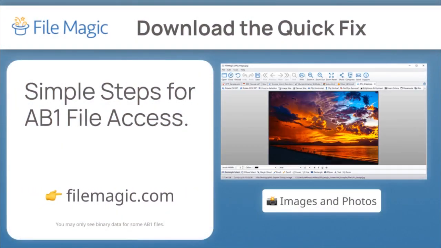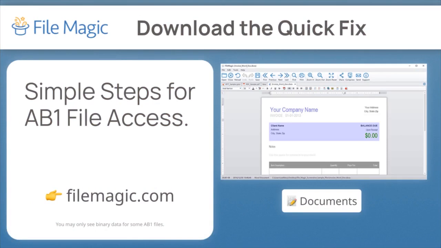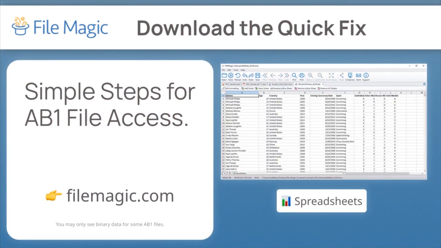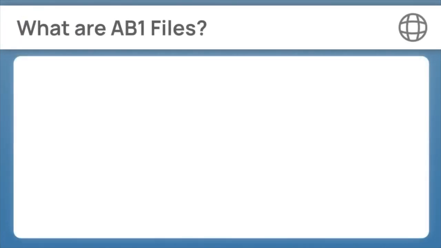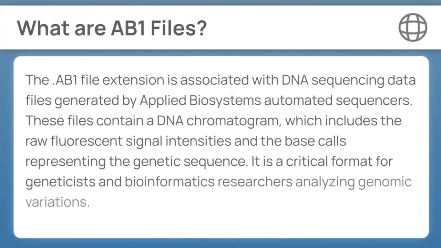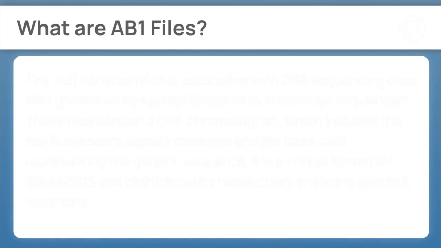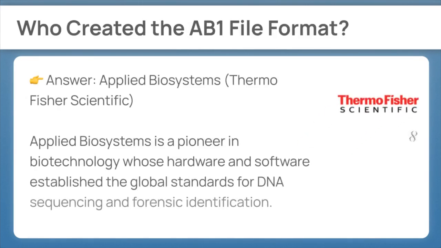This isn't magic. It's the result of knowing which single sophisticated AB1 file inspection tool to use because of its expansive compatibility. The AB1 file extension is associated with DNA sequencing data files generated by Applied Biosystems automated sequencers. These files contain a DNA chromatogram, which includes the raw fluorescent signal intensities and the base calls representing the genetic sequence. It is a critical format for geneticists and bioinformatics researchers analyzing genomic variations.